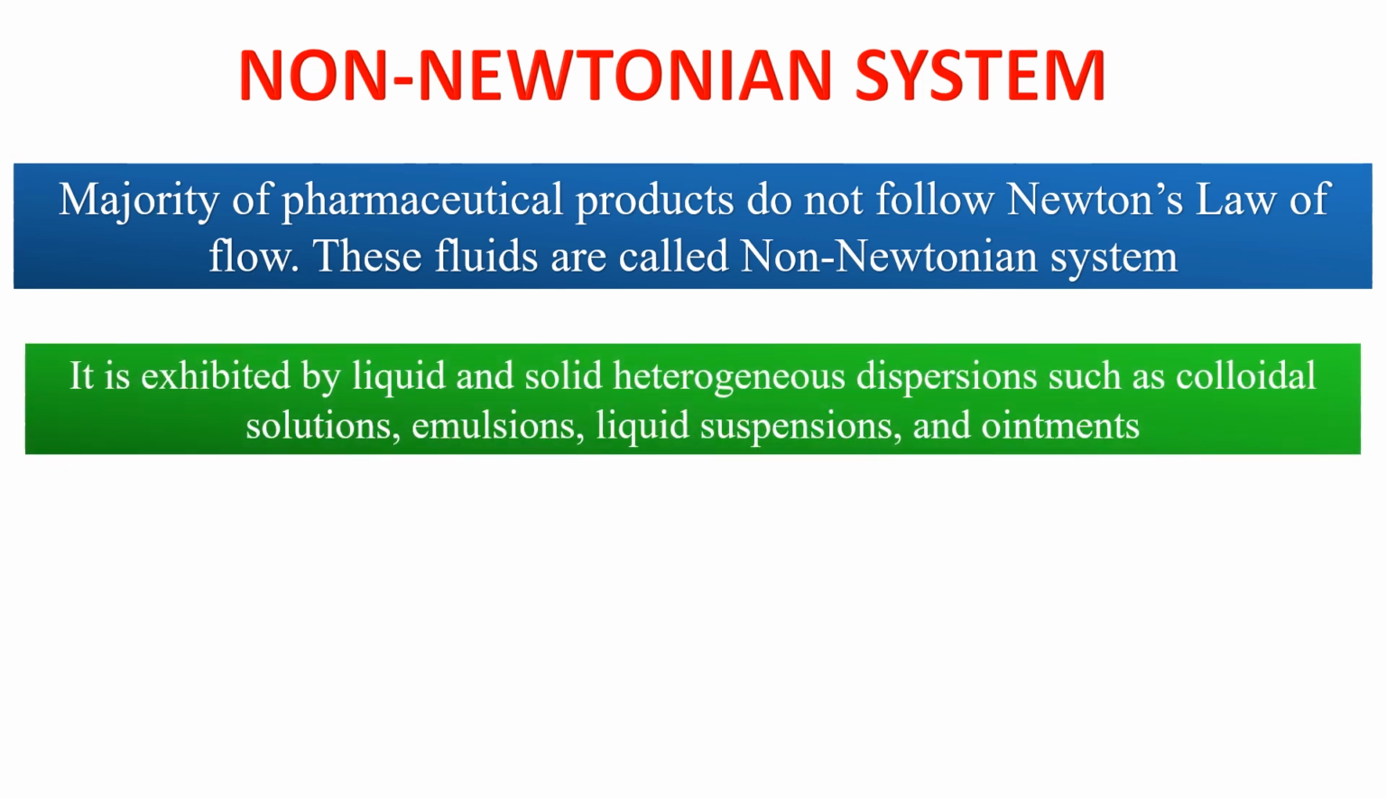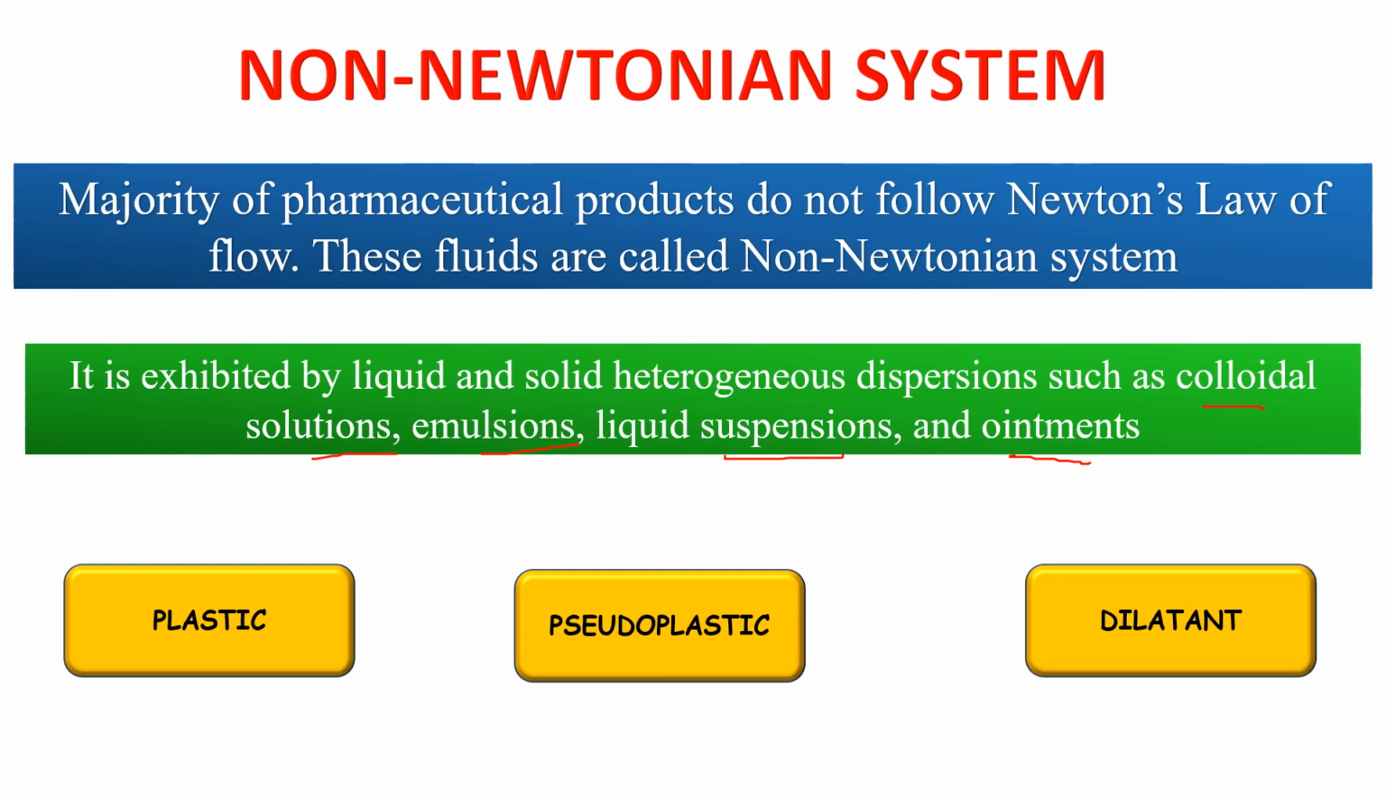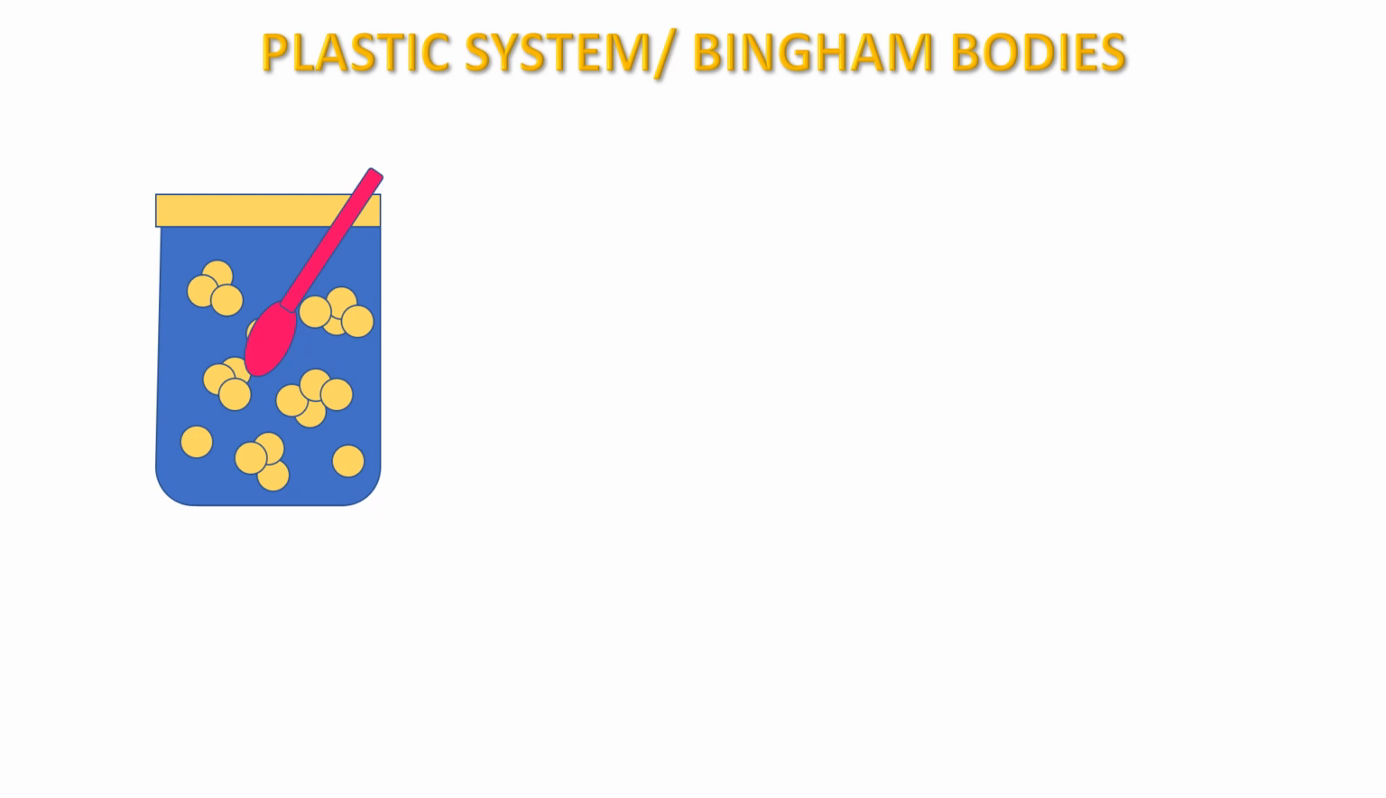You should know which systems exhibit non-Newtonian flow, which we already mentioned: emulsions, suspensions, ointments, colloidal solutions as well. The three types of flow exhibited are plastic flow, pseudoplastic flow and dilatant flow. These three types of flow are exhibited by the non-Newtonian system and we will be discussing them in this session. So starting with the plastic system.